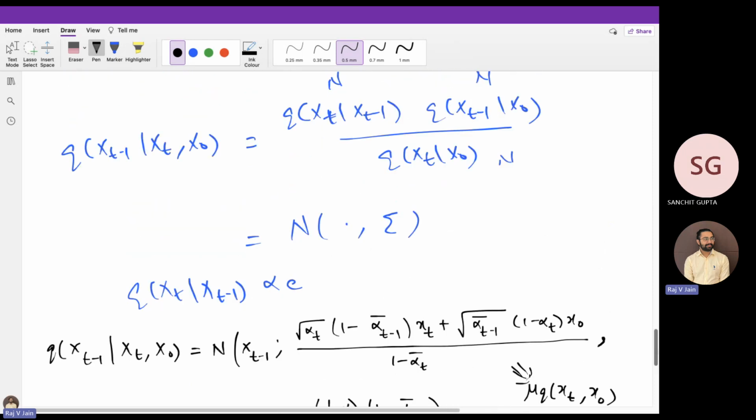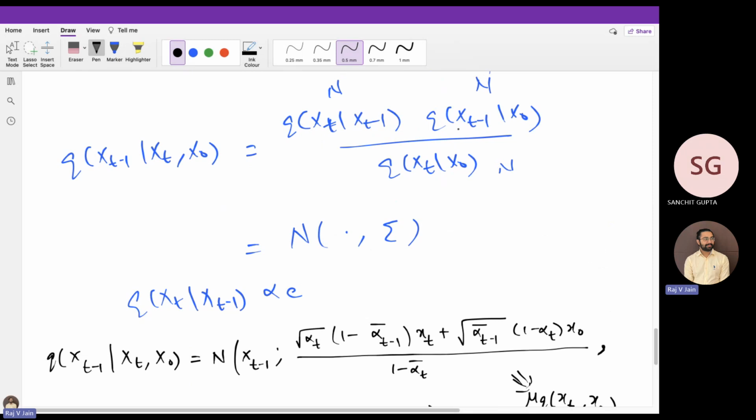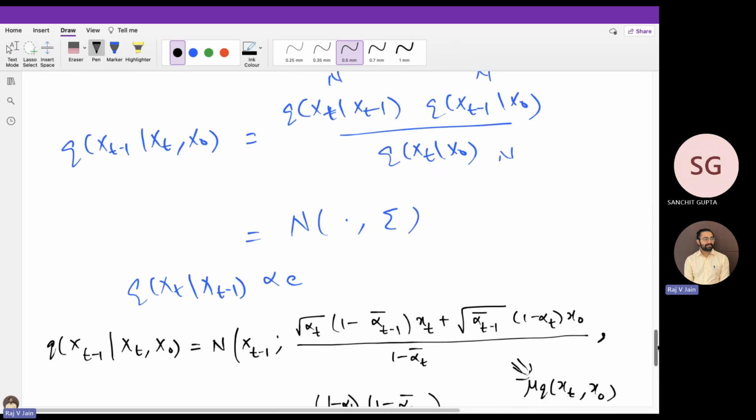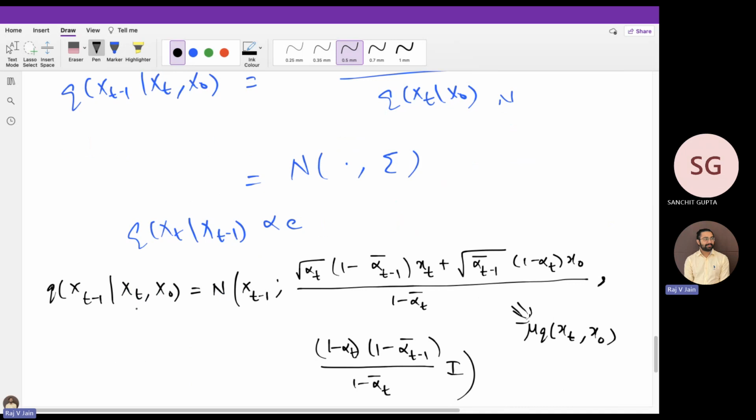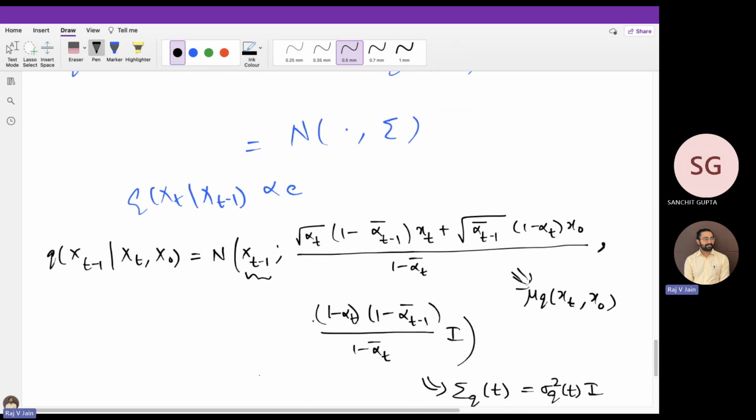I haven't worked out the math here, but you can substitute the Gaussian distribution formulas. And what will end up happening is you will get this q of x_{t-1} given x_t comma x_0 as a Gaussian distribution over x_{t-1}, having the parameters x_t and x_0 in the mean, and the variance-covariance matrix being just a term which depends only on time, right? Which is again sort of obvious because in the whole process that we were considering, the variance depended only on time. Only the mean was changing with respect to the conditioning variable, right?